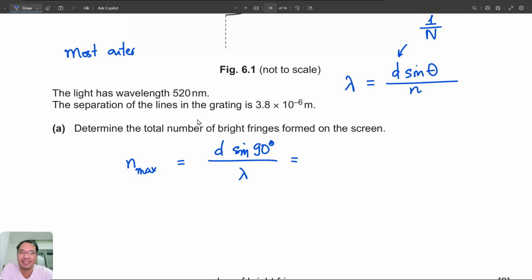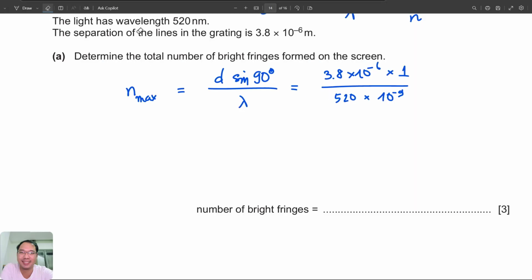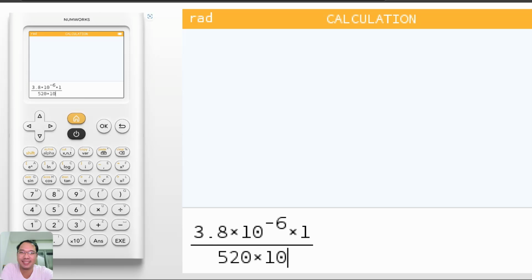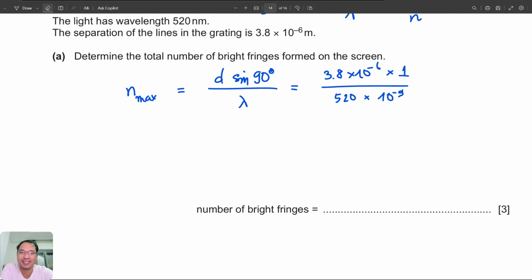Now substituting the values into this formula, the grating separation d is 3.8 times 10 to the negative 6. Sine of 90 is 1, and the wavelength lambda is 520 nanometers, converted into meters so that it has the same unit as d, by multiplying with 10 to the power of negative 9. Then use a calculator to find the value of the maximum n. The top is 3.8 times 10 to the power negative 6, sine of 90 degrees is 1, and we divide the whole thing by the wavelength lambda, which is 520 times 10 to the power of negative 9, and the result is 7.3. Therefore we need to round that number 7.3 down to 7, which is the maximum.